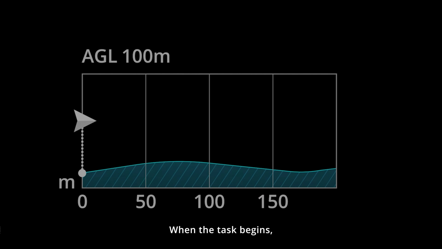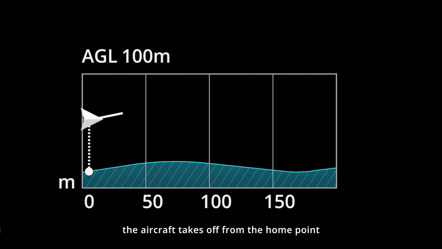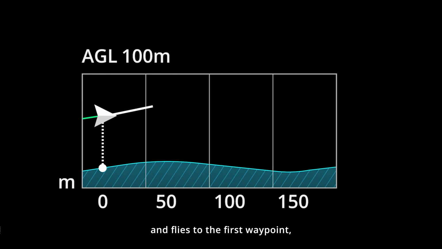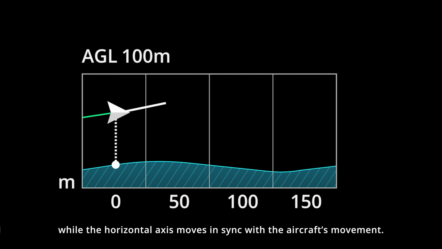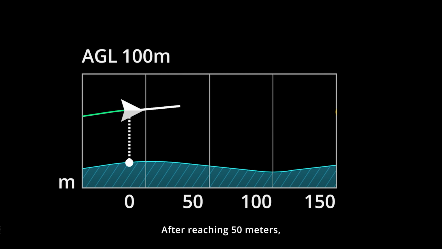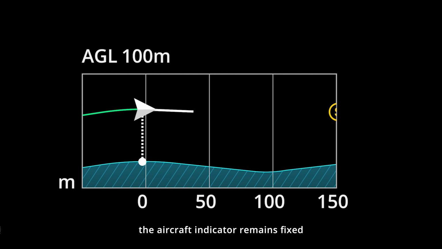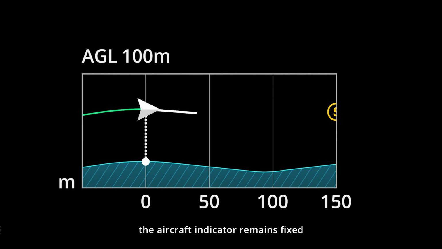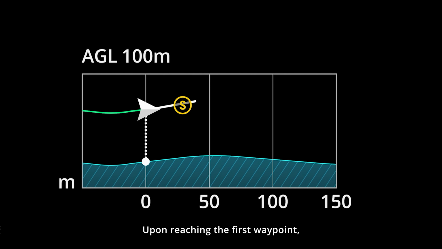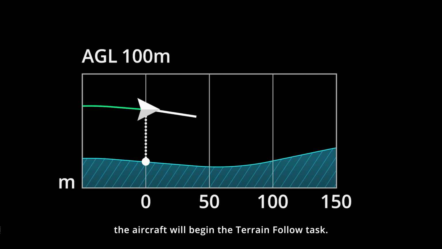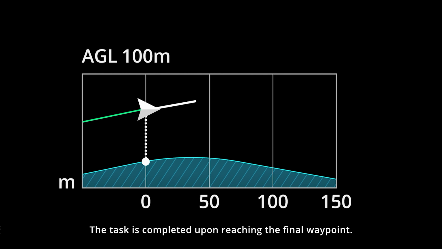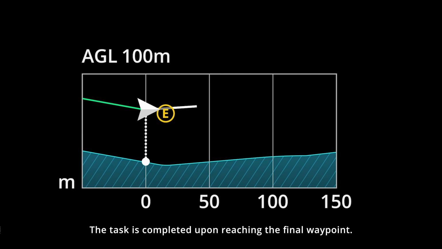When the task begins, the aircraft takes off from the home point and flies to the first waypoint, while the horizontal axis moves in sync with the aircraft's movement. After reaching 50 meters, the aircraft indicator remains fixed at 1/4 of the horizontal coordinate. Upon reaching the first waypoint, the aircraft will begin the terrain follow task. The task is completed upon reaching the final waypoint.